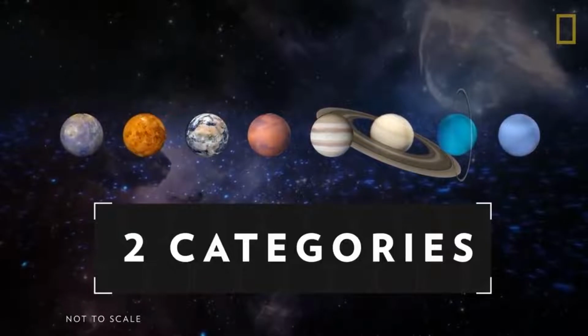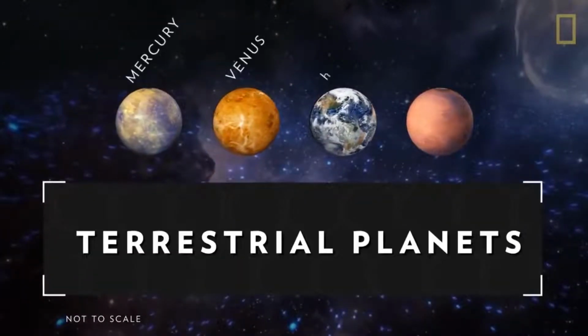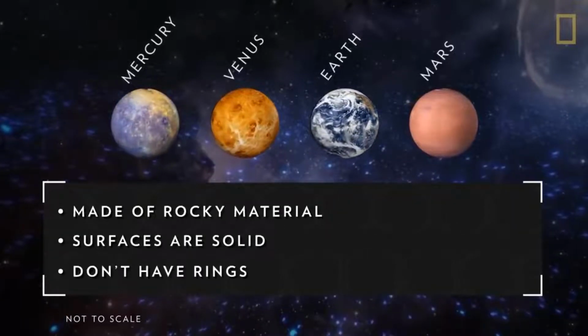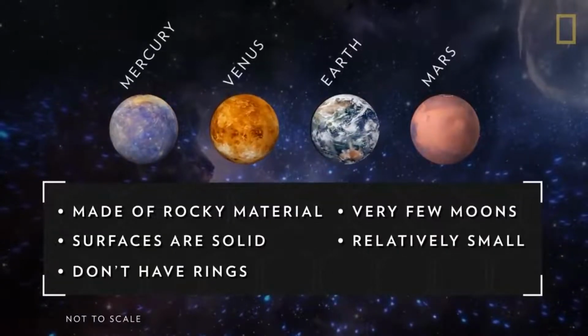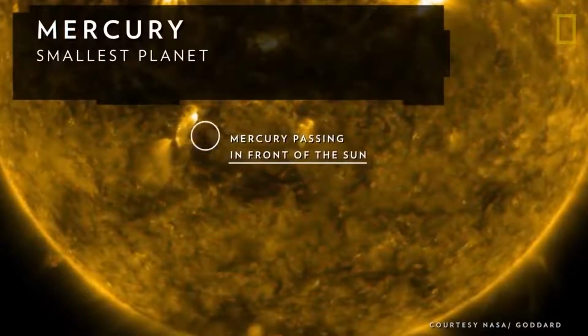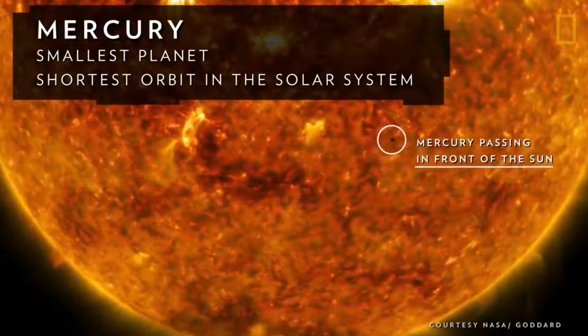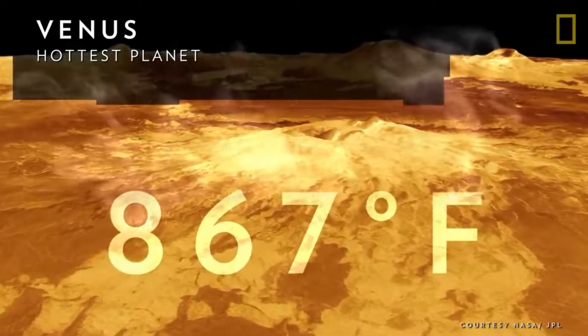There are 2 categories of planets. Firstly, there are terrestrial planets and then the others are Jovian planets. So these are the properties of the terrestrial planets. The first 4 are known as the terrestrial planets. Firstly comes Mercury. Mercury is the smallest planet and it is the closest to the sun. Then comes Venus, which is the hottest planet.